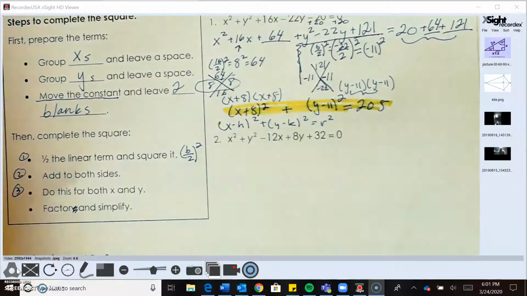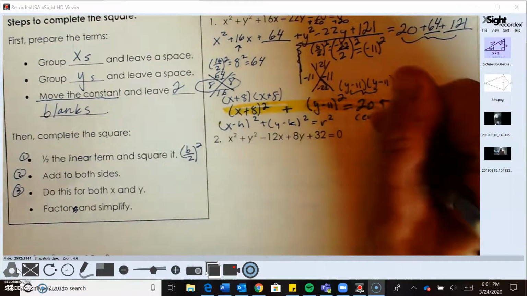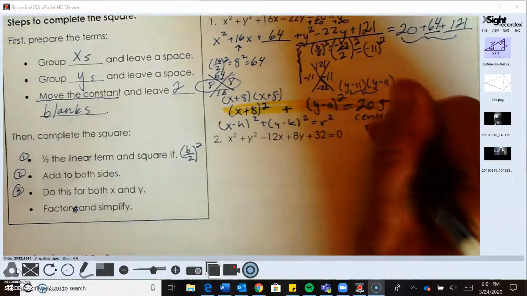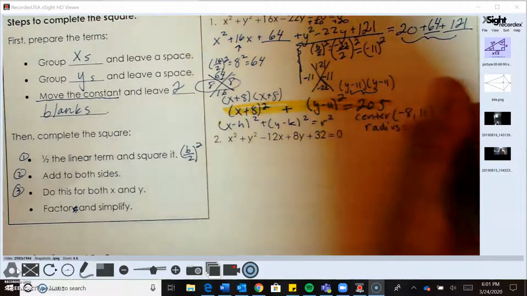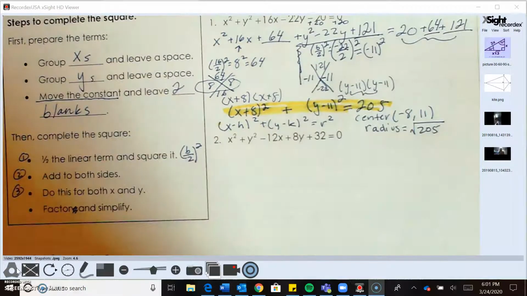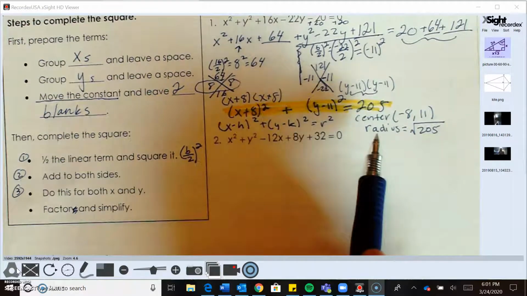What does that tell us? That tells us we have a circle with the center negative 8, 11, and the radius would be the square root of 205. Okay? So now we have it in standard form, so we can find the center and the radius really easily.